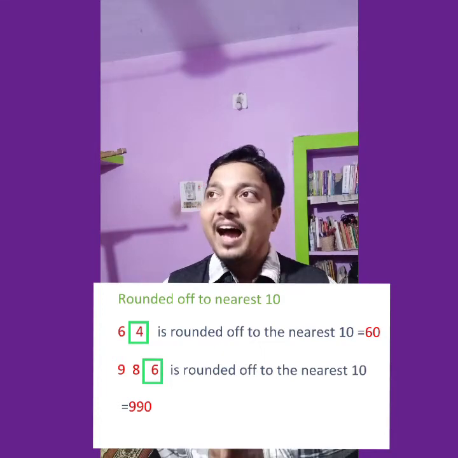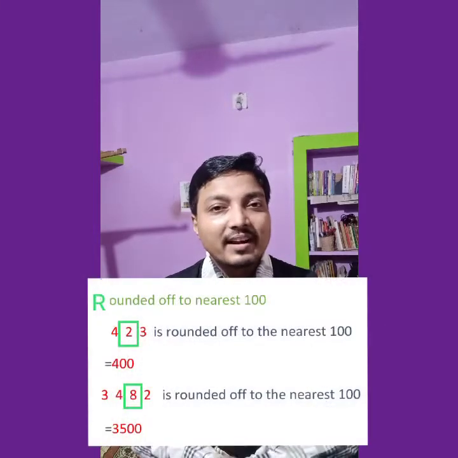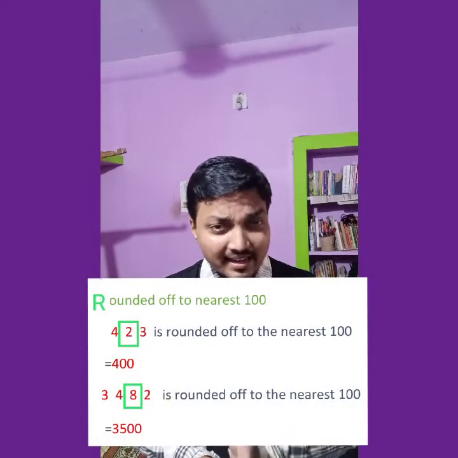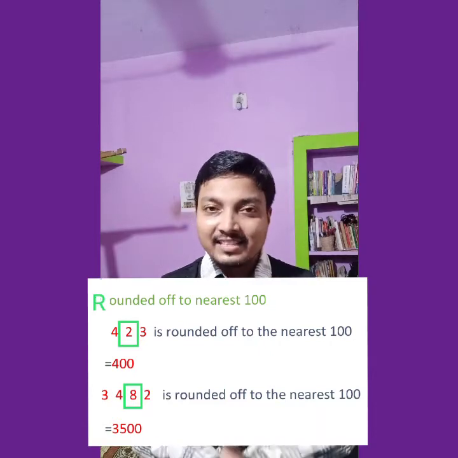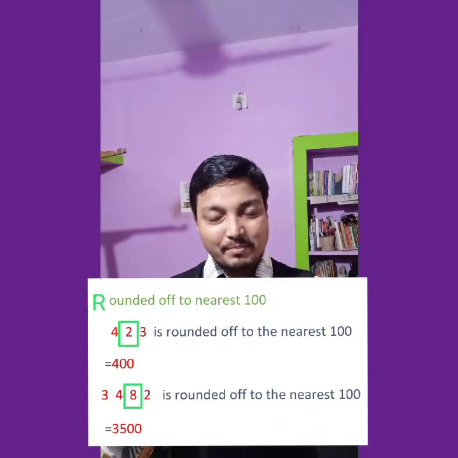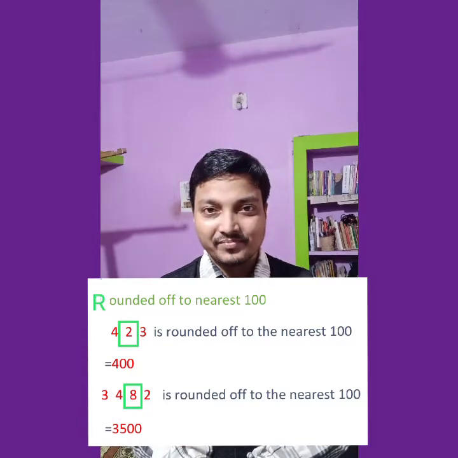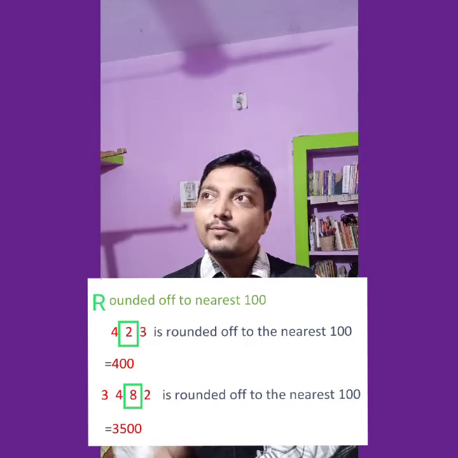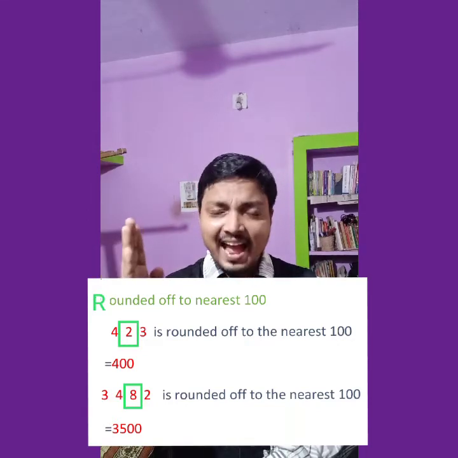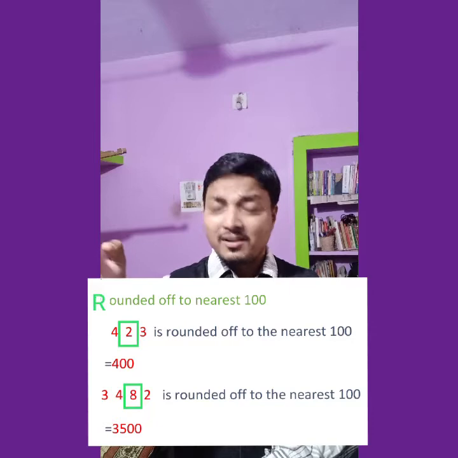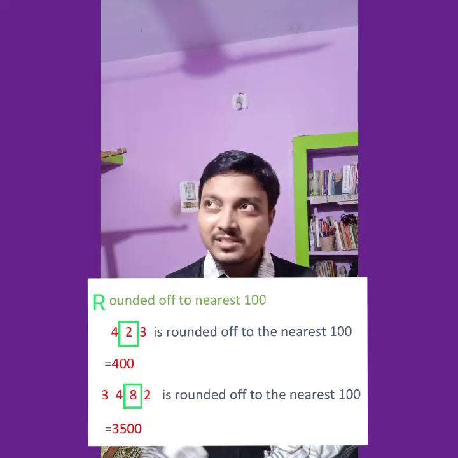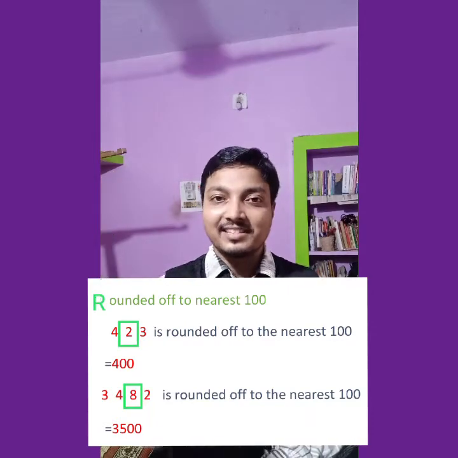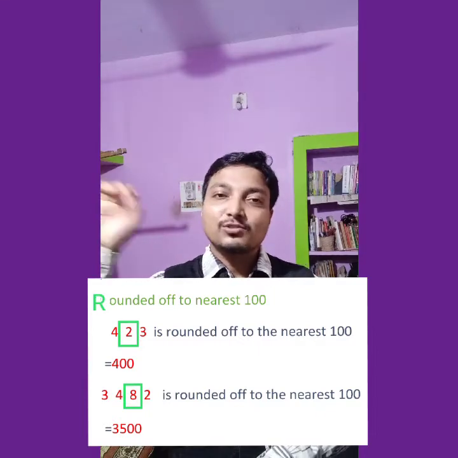Is it okay? Next, I am showing another example of how to estimate a number to its nearest 100. Which digit do I need to check for the nearest 100? I need to check the tens place, because the place previous to 100 is the tens place. Here the number is 423. When asked for the nearest 100, we check the tens place, which is 2.